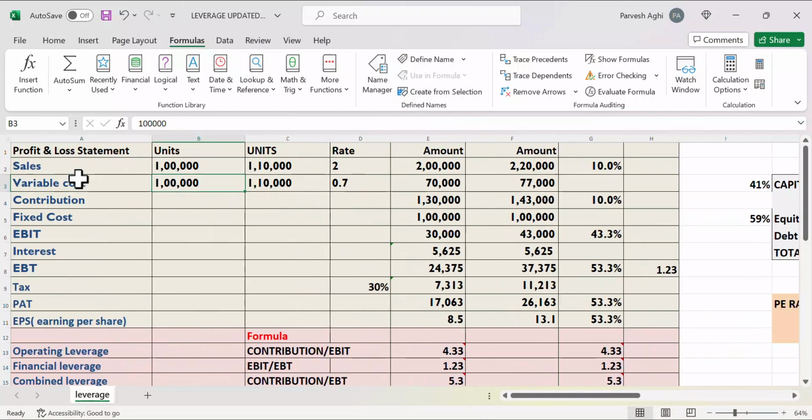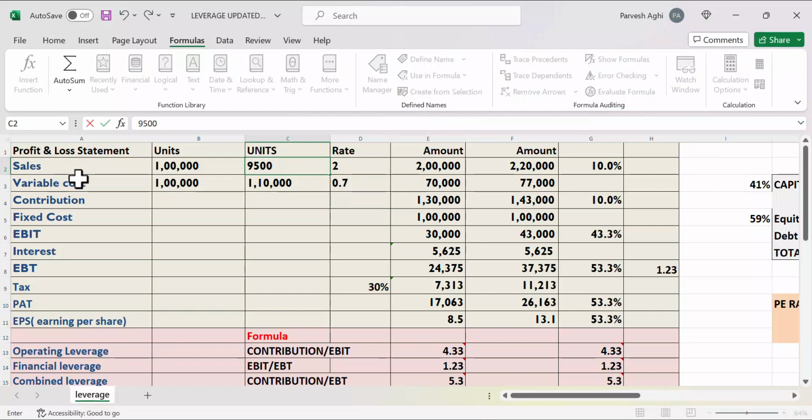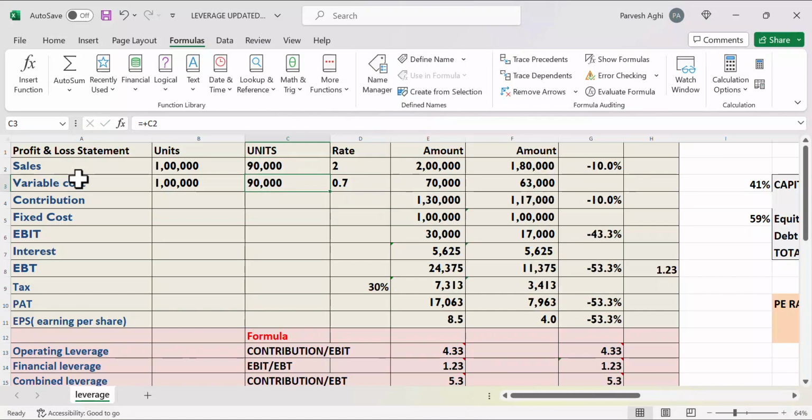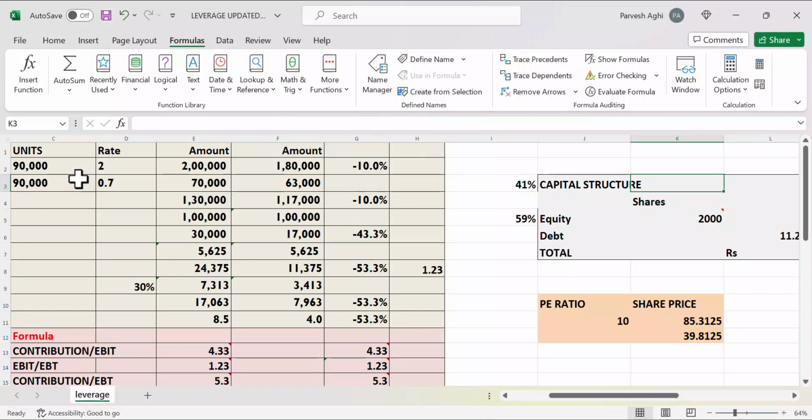Let's say this variable cost यहां पर जो था, ये यूनिट था, इसको हम क्या करते हैं? इसको हम कर देते हैं 95,000 or 90,000. Okay. Now what happens? There is a 10% decline in sales. There is a 53% decline in profits of the company and earning per share. Look at the share price of the company. It goes to 39 rupees.